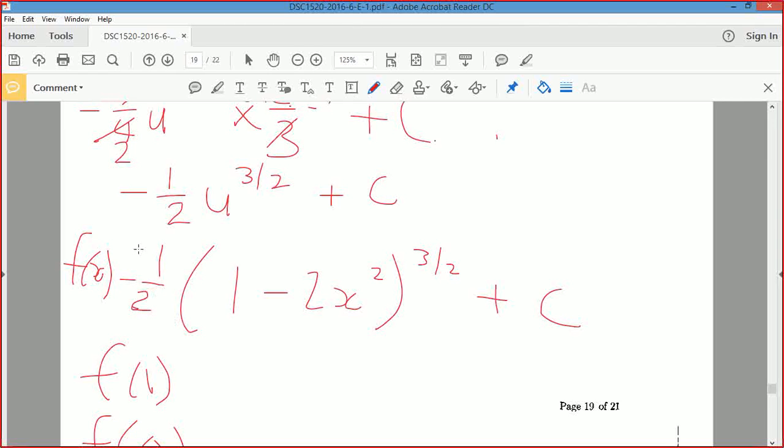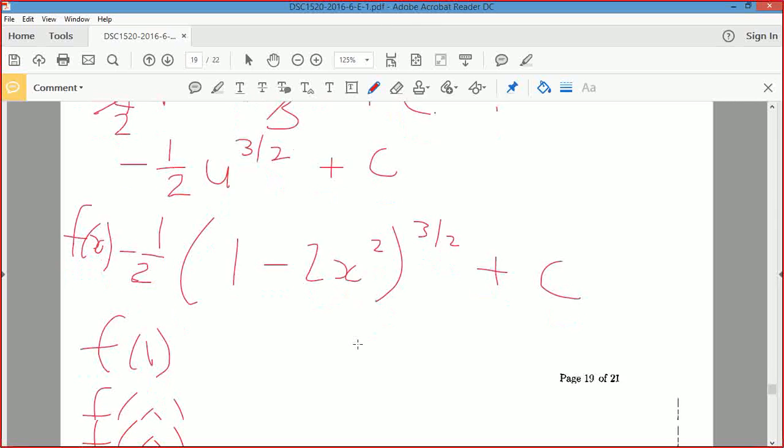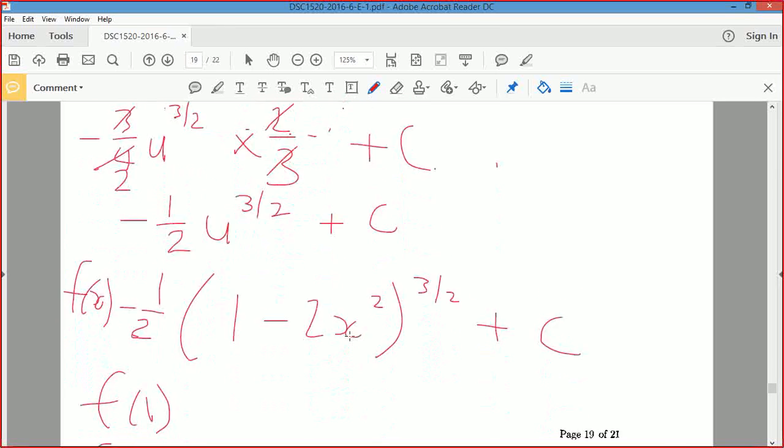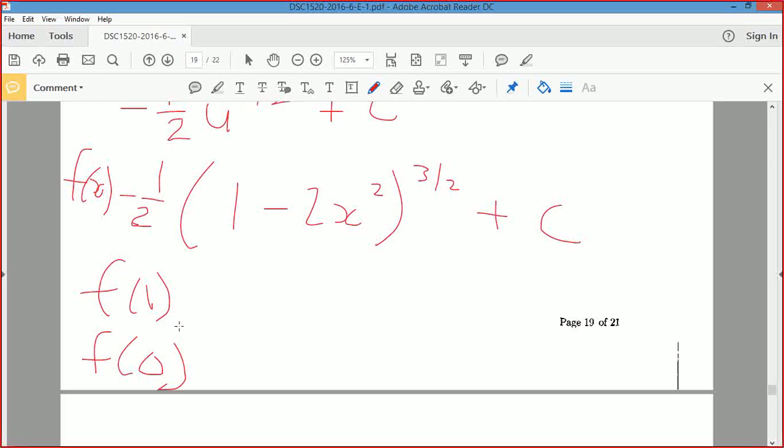Oops, textbook fell. Okay. Alright, so that's the minus 1 over 2 brackets 1 minus 2x squared to the 3 over 2 plus c. And I'm looking for the f of 1 and f of 0. So if I plug that in, what does that give me?